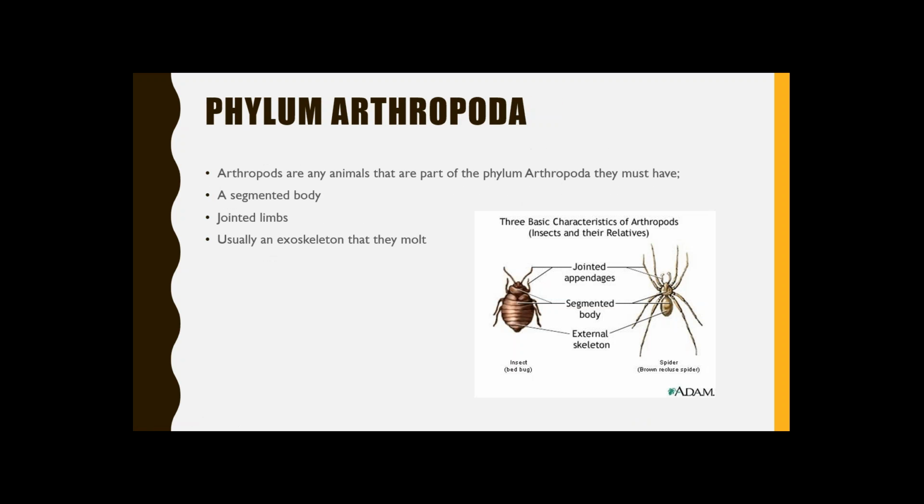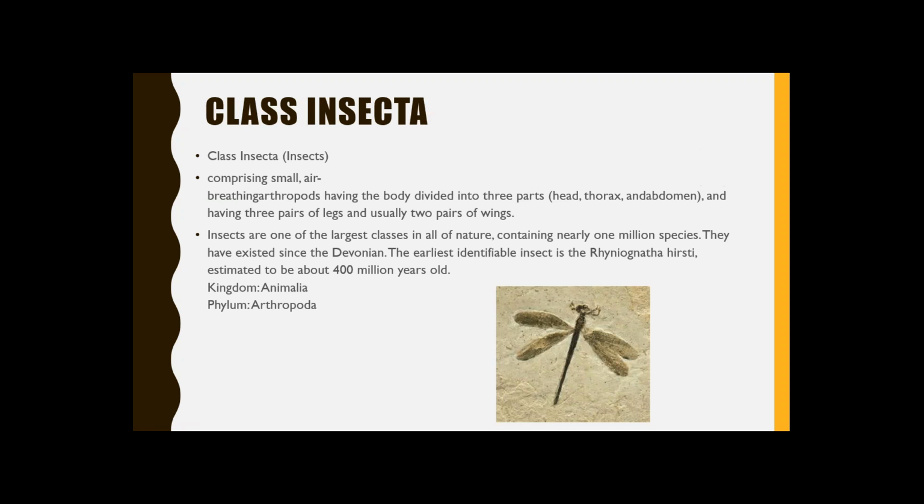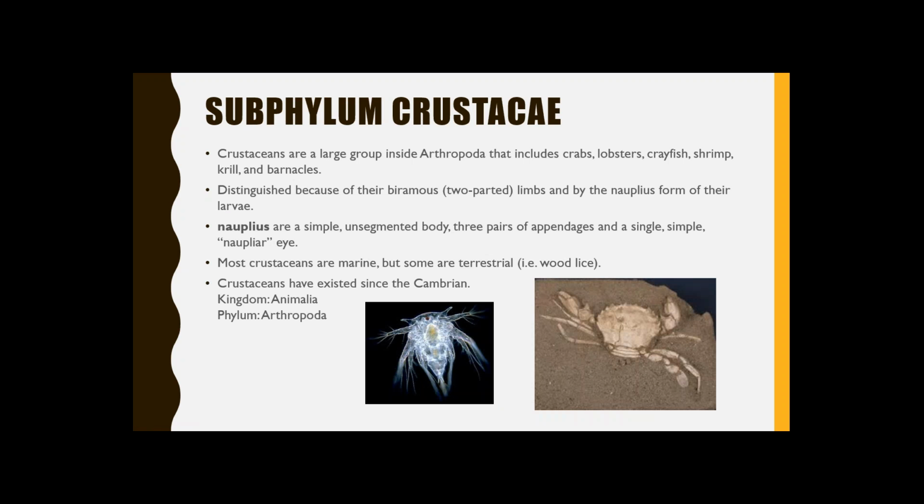Moving on, we've gone over the arthropoda also. Their main characteristics are going to be their jointed arms and legs, their appendages, and their segmented bodies. Most, but not all, have an external skeleton that they molt. Okay, so this is where we were now, which is under the subphylum of the arthropoda, the crustacean. And this includes crabs, lobsters, crayfish, and barnacles.